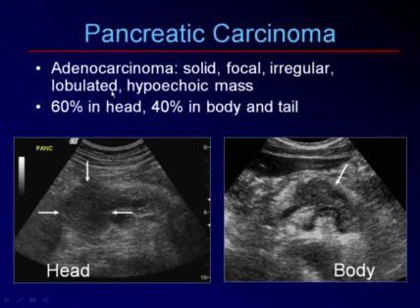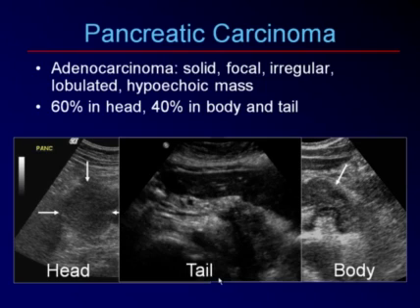Cancer of the pancreas. Now, cancer is hypoechoic. Cancer of the pancreas is dark. There have been no cancers of the pancreas that have been hyperechoic. So here's a hypoechoic mass in the head of the pancreas. Here's a hypoechoic mass in the body of the gland. 60% of pancreatic cancers are in the head, 40% are in the body and tail region.